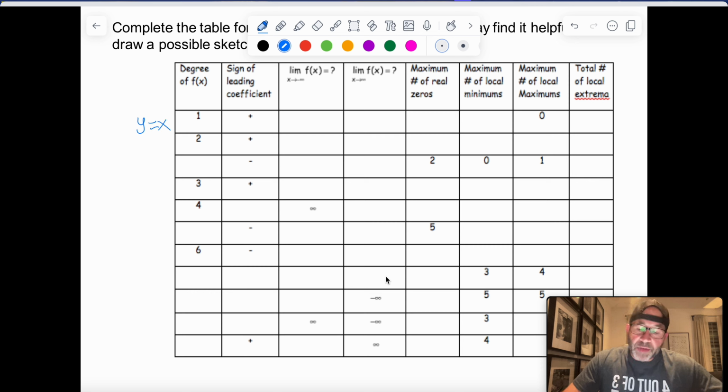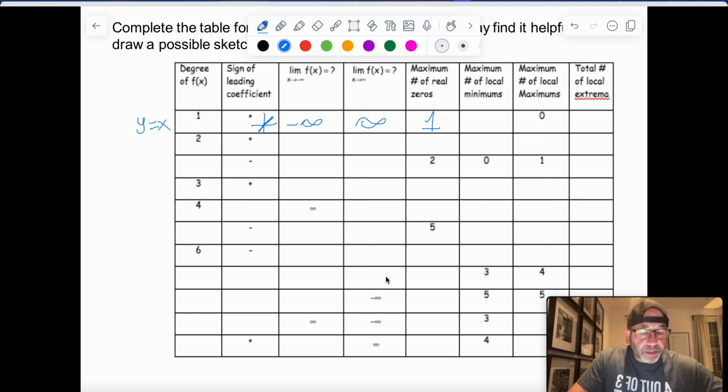Okay? If the leading coefficient is positive, what we know is that my graph is going to look something like this. So the limit, as my x goes to the left, my graph is going to go down to infinity. As my graph goes to the right, my graph is going to go up. How many possible zeros can there be? Well, it's a first degree polynomial. There's a max of only 1.